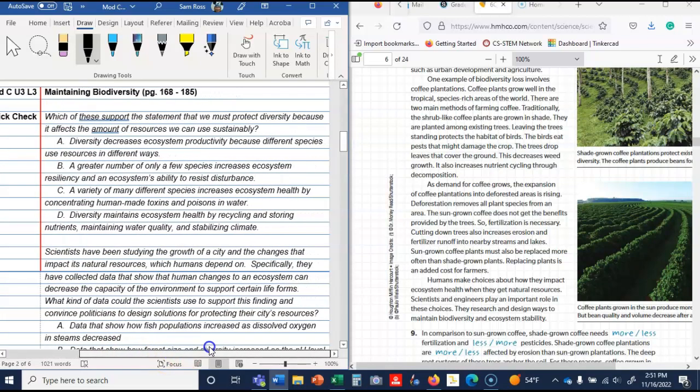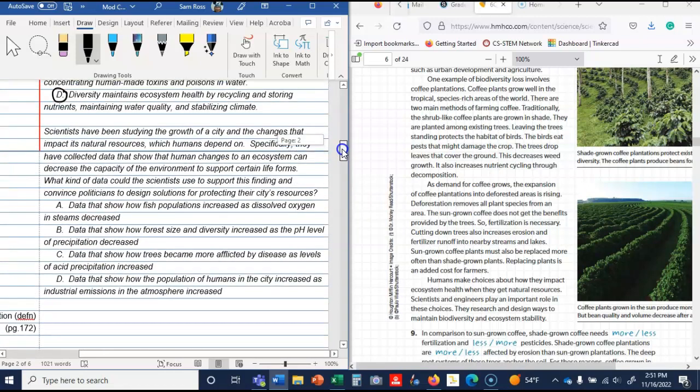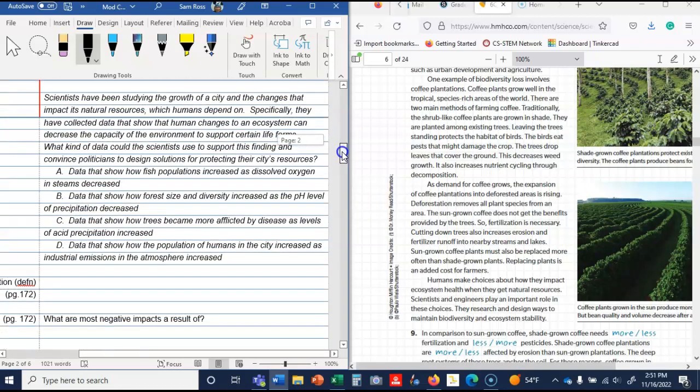Okay. All right, let's take a look at these quick checks. It says, which of these support the statement that we must protect diversity because it affects the amount of resources we can use sustainably? And the answer is D. Diversity maintains ecosystem health by recycling and storing nutrients, maintaining water quality, and stabilizing the climate.